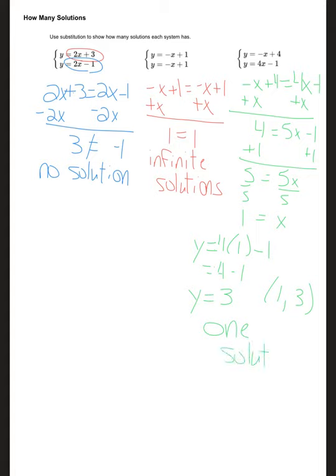If I get a point, that means they intersect. So that's your 3 possibilities. You can have no solution, infinite solutions, or one solution. You're ready to do some practice.